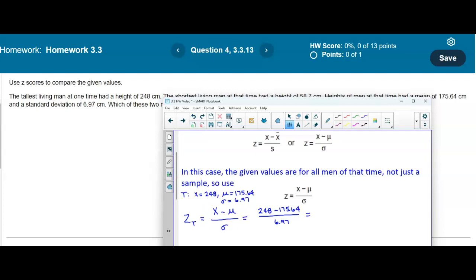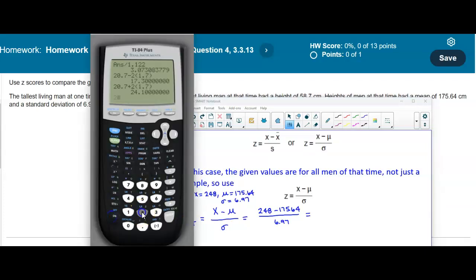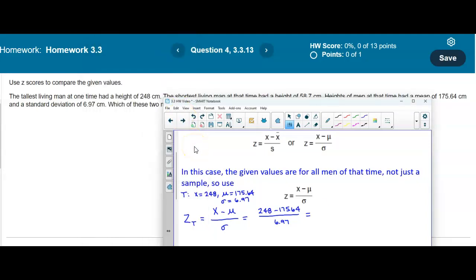So let's go ahead and do that. We have 248 minus 175.64, and then we're going to divide that by 6.97. And then we always round z-scores to two decimal places. So we're going to get 10.38. So the value for that is 10.38.